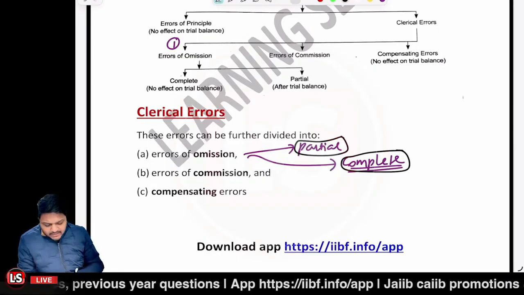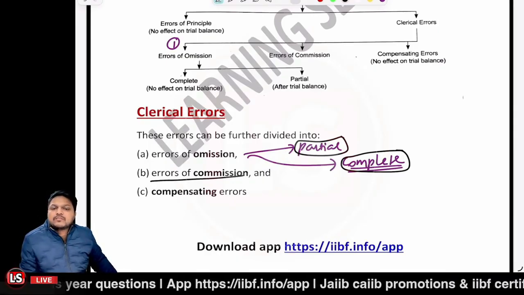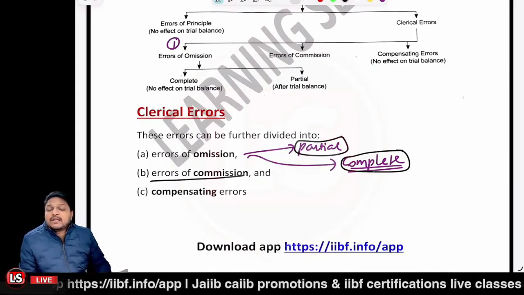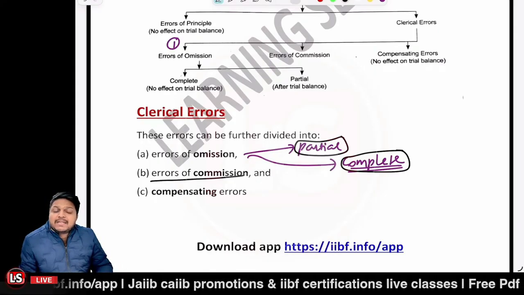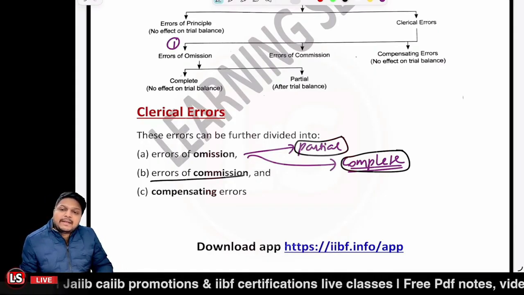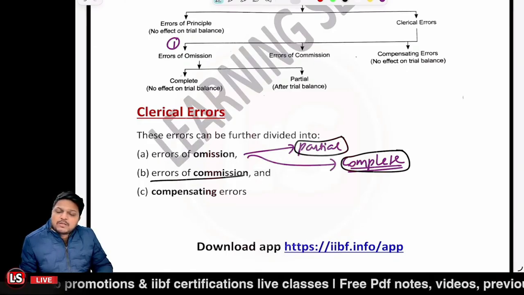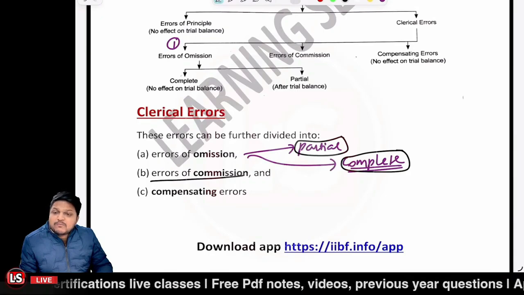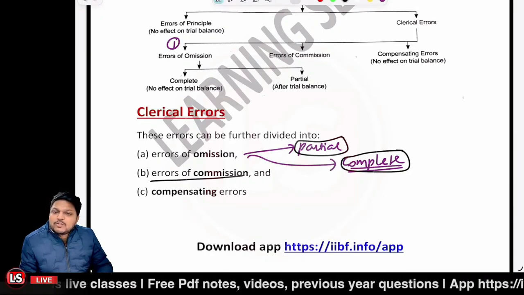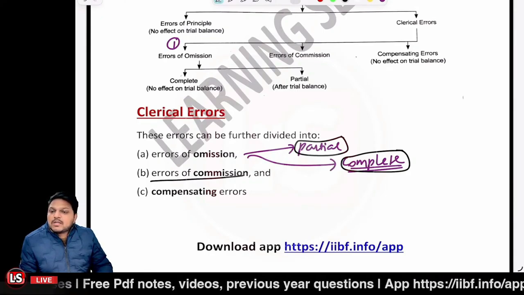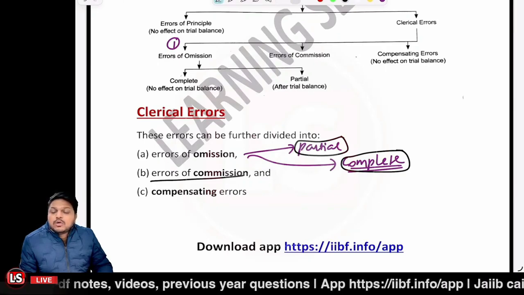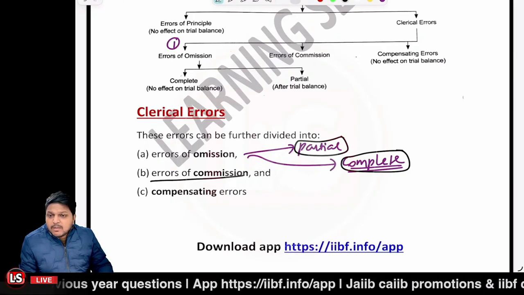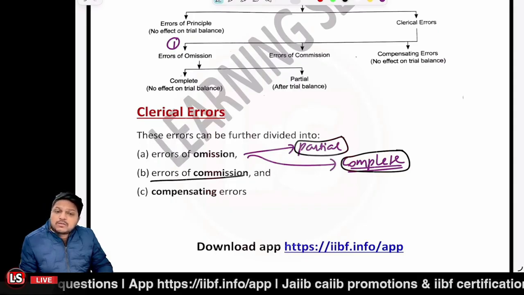Further, the second one is related to error of commission. Error of commission is related to what? That you have posted the correct amount, but on the wrong side. You want to debit the account, but you have posted it on the credit side, right? It could be the case that you have posted the wrong amount. You want to mention rupees 3,000, but you mentioned rupees 30,000. It could also be a wrong amount on the wrong side, that you were to debit rupees 30,000, but you credited the amount 3,000, right?